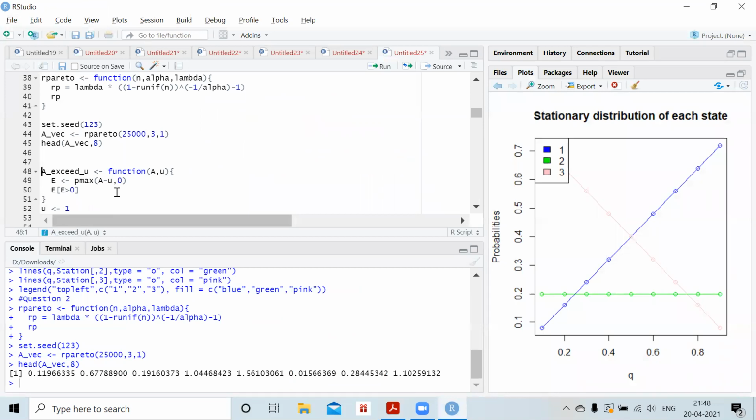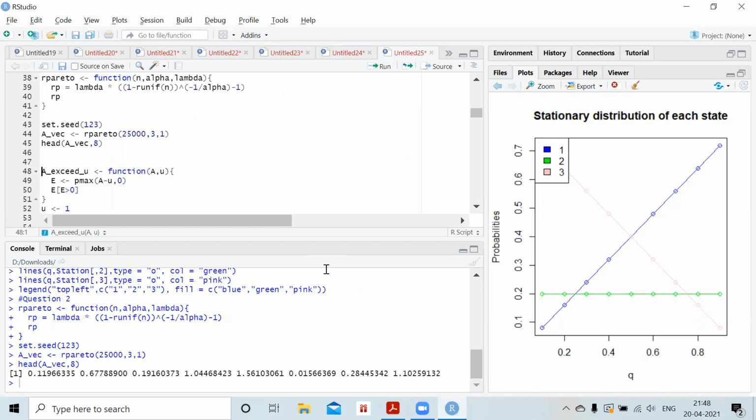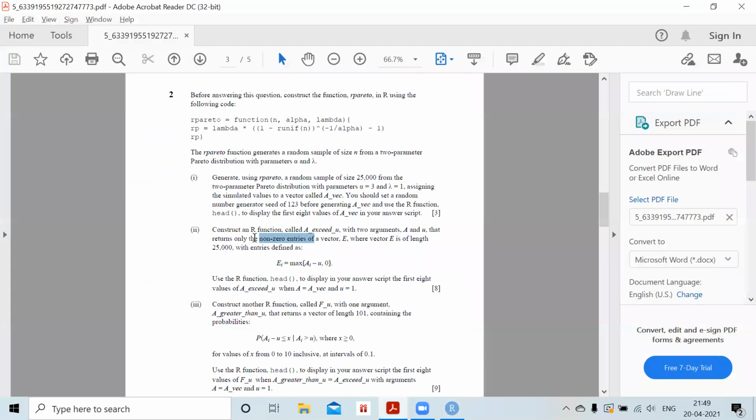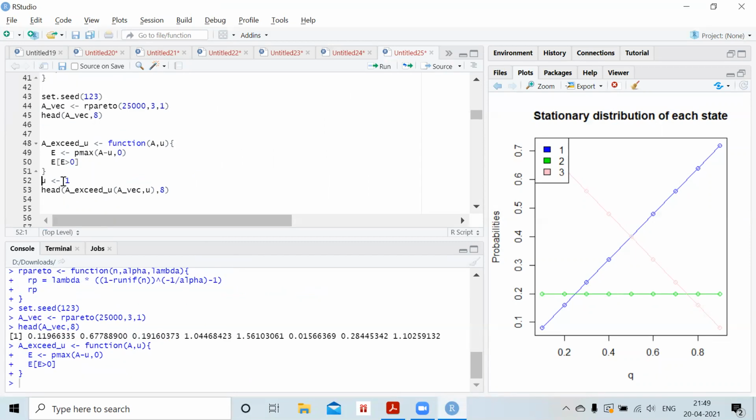So first, this is our A exceed U. It's a function of A and U, as said in the question. It has to be E_i equal to max of A minus U. We know that to compare 2 vectors, we cannot use max, we need to use pmax. So we write pmax of A minus U comma 0. And then, since we need to return only the non-zero entries, we'll take E where E is greater than 0. This returns the non-zero entries for us.